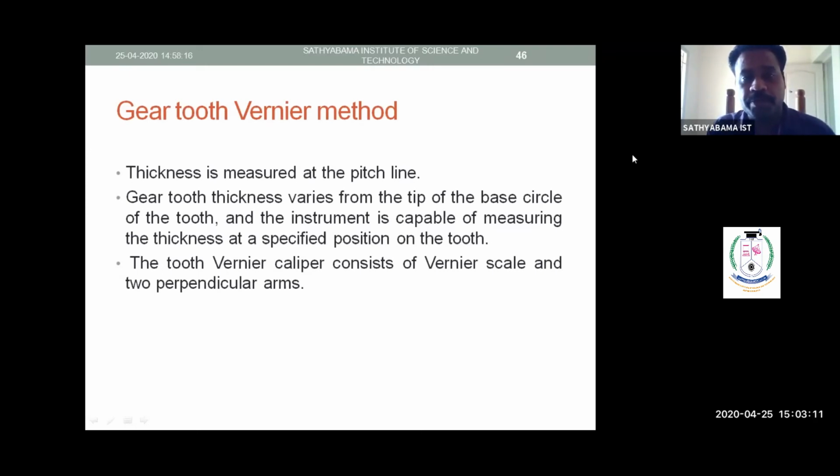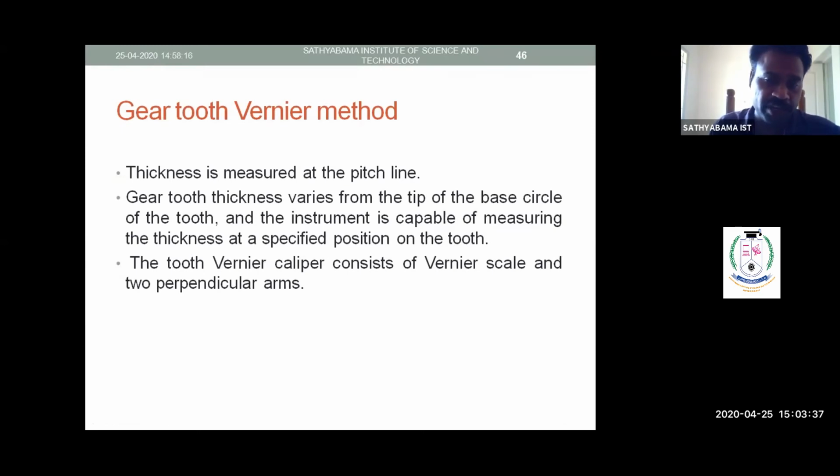If you look at the base, that is the bottommost point, the tooth will be wider. When it is towards the top, it is converging, like any gear tooth. So the gear tooth thickness varies from the tip to the base circle of the tooth, and the instrument is capable of measuring the thickness at a specified position on the tooth. Okay, so the gear tooth vernier caliper normally consists of two parts.